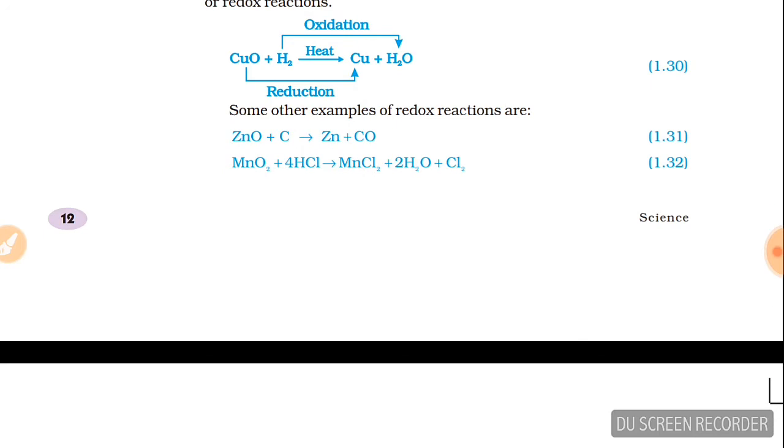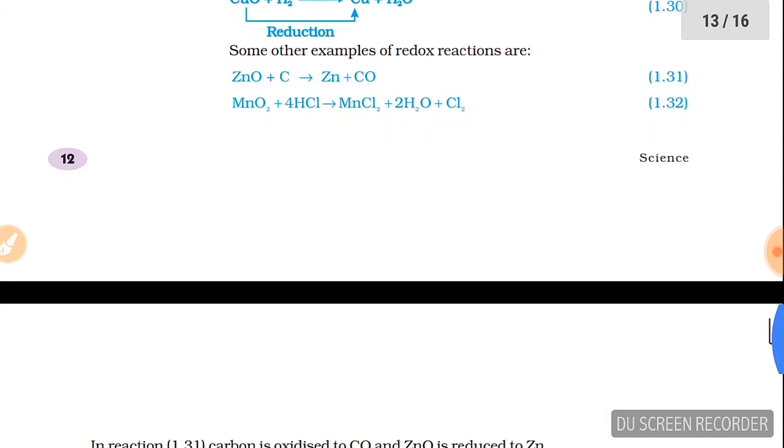In the same way, the example of zinc oxide plus carbon: oxygen is being removed from zinc oxide, so what is it? It is getting reduced. And here the carbon is changing into CO, it is getting oxidized.